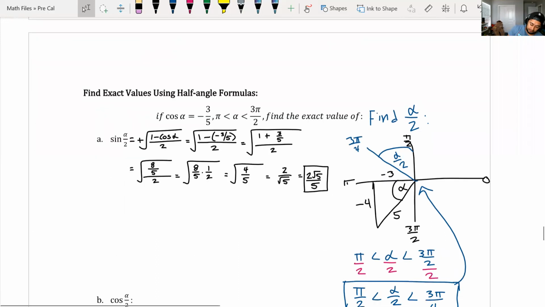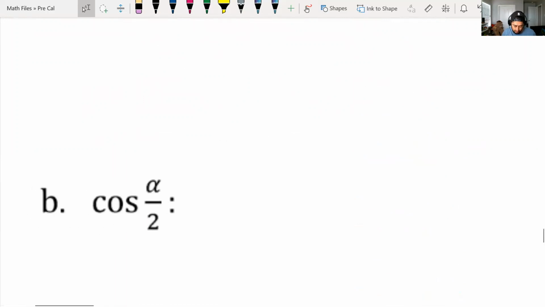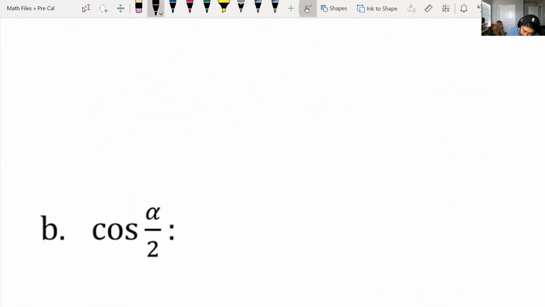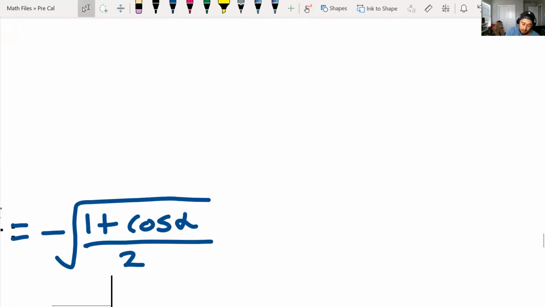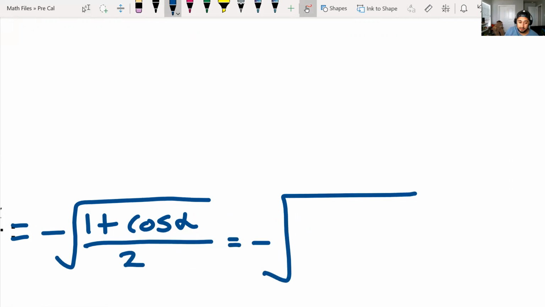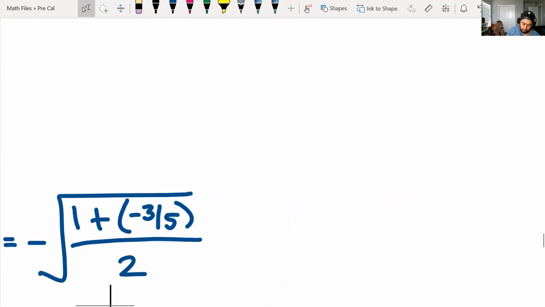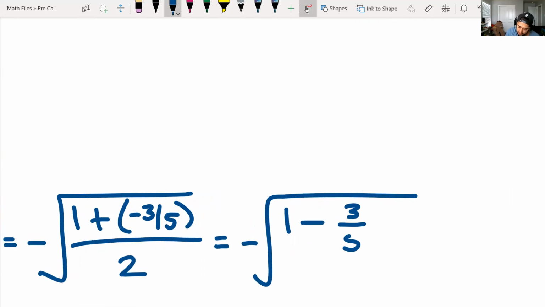Okay. And then let's do it again for cosine alpha over 2. All right. Cosine alpha over 2. Well, since our half angle is in quadrant 2, cosine will be negative. So we'll have the negative square root of 1 plus cosine alpha over 2. And again, from the above, cosine alpha is a negative 3/5. So 1 plus negative 3/5 over 2. And you get negative square root of 1 minus 3/5 over 2.